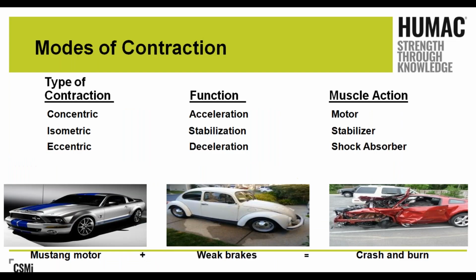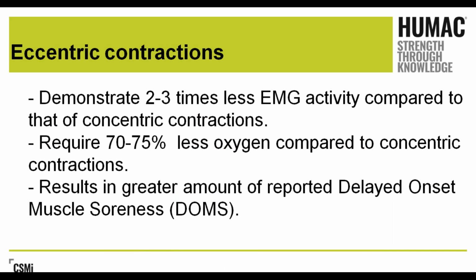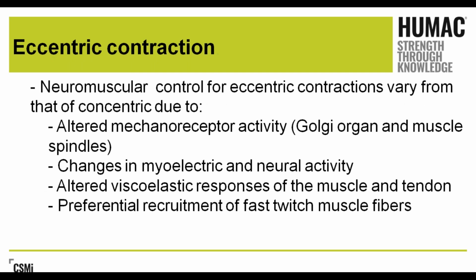So we know that eccentric contractions demonstrate 2 to 3 times less EMG activity compared to that of a concentric contraction. Pretty efficient. It uses less oxygen, but it also results in much greater amounts of reported delayed onset muscular soreness, DOMS. So we know that we're really developing a significant amount of tension in those myofibrils, and that tension is the signal for hypertrophy to occur. We also know neuromuscular control for eccentric contractions varies from that of concentric contractions. So again, there's not only a biological difference, but there's a neurologic difference associated with what we do with eccentric contractions.